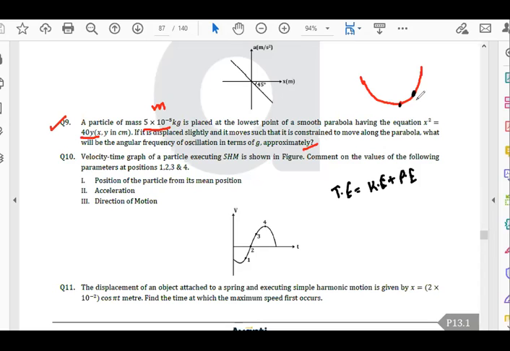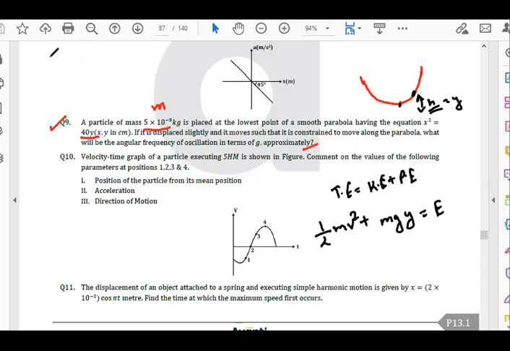Now this height is h, which is actually y. So I can say total energy is equal to kinetic energy, which is half mv square, plus potential energy, which is mg h, and here h is y, is equal to constant, because we know that total energy is always constant. Yes or no? Anyone have any issue in this? Step by step. Clear?